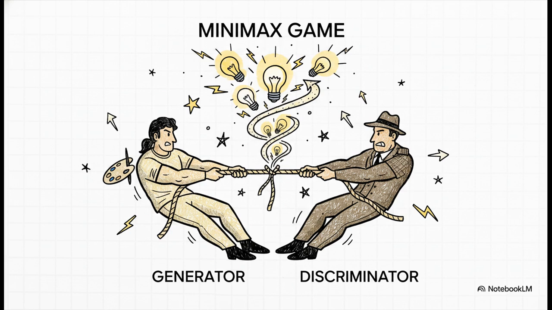And here's the beautiful part. As they train against each other, the forger gets remarkably better at creating those fakes. That forces the detective to get significantly sharper at spotting the tiny flaws, which, you guessed it, forces the forger to step up its game even more. The end result of all this friction? Synthetic data that is practically indistinguishable from reality.